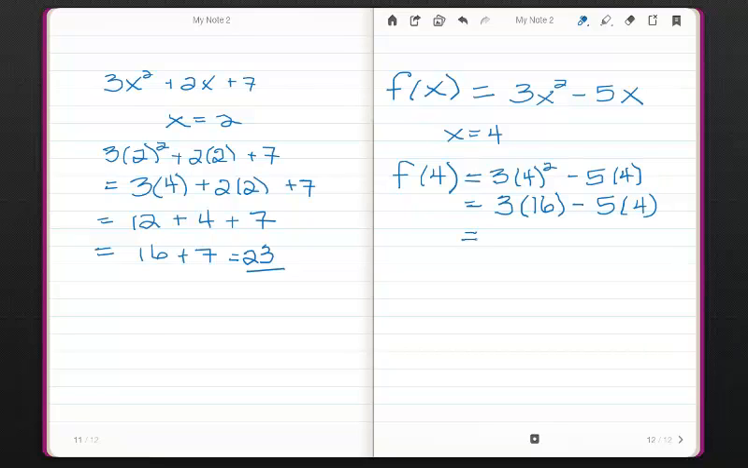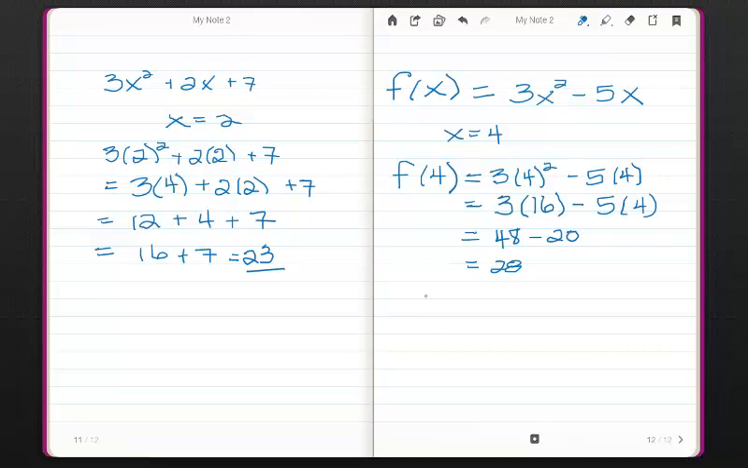Now I'll move on to multiplication. So I'll take 3 times 16, which gives me 48, minus 5 times 4, which gives me 20. And now I have no division and I have no addition, so I'll finish up with my subtractions. 48 minus 20, that gives me 28.